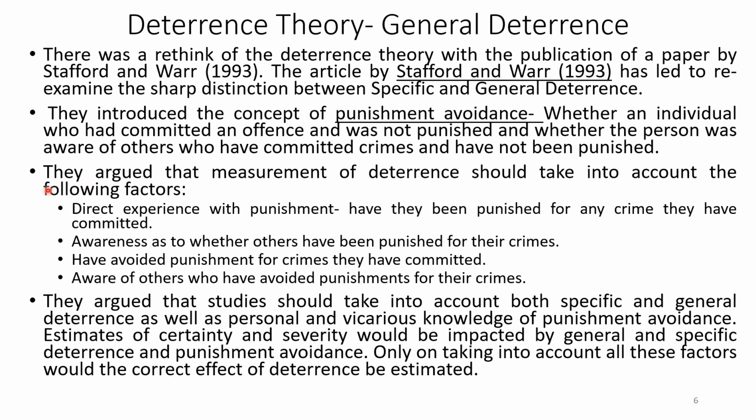They argue that for a complete understanding of deterrence, we not only have to measure the direct experience of being punished, specific deterrence, and knowledge of others being punished, which is general deterrence, but also measure the indirect and direct experience with punishment avoidance. The experience of punishment avoidance can be measured by asking whether the person had avoided punishment for a crime committed, and secondly, whether he was aware of others who had avoided punishment for their crimes. The total estimate from the four variables would give a good measure of deterrence.